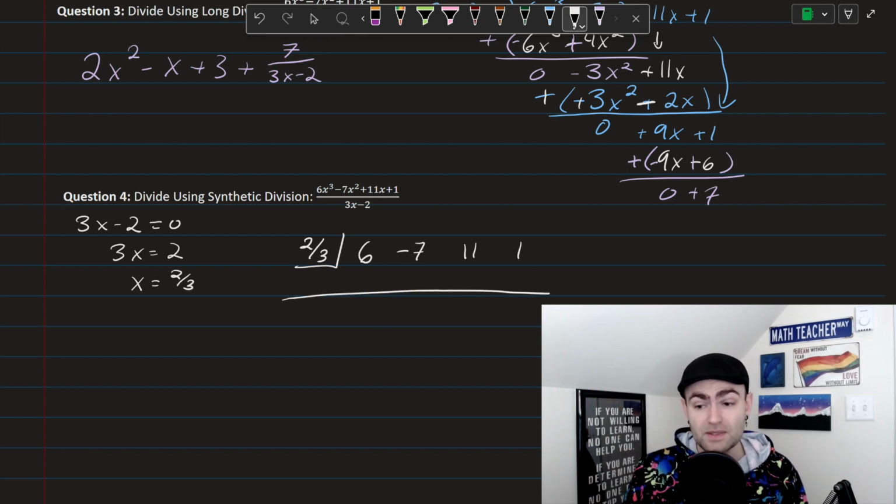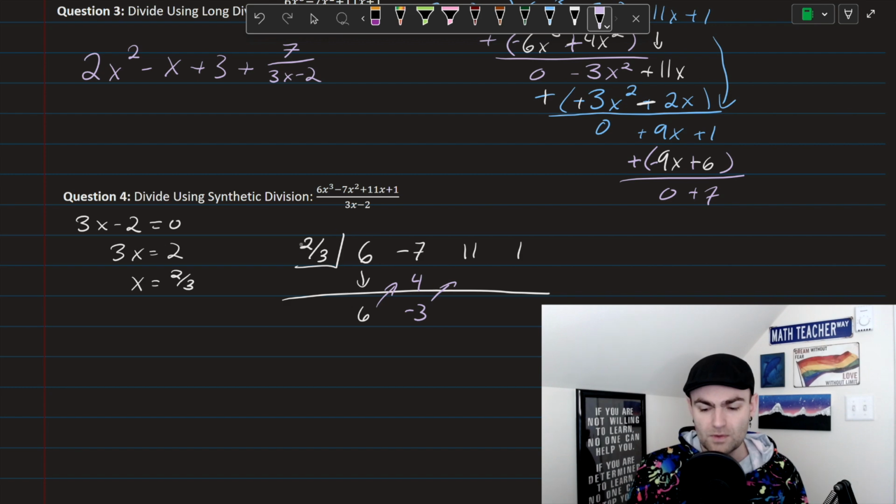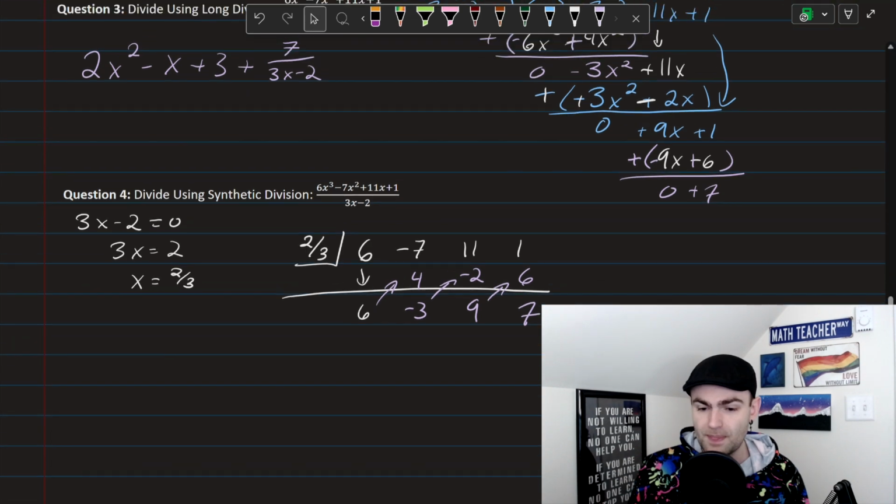We're going to go about this the same way we did before. We're going to drop the first one down so we get a 6, and then we're going to multiply it by what's in the box every time we go up and to the right. So 6 times 2/3. 6 divided by 3 is 2, times 2 is 4. -7 plus 4 is a -3. I'm going to multiply that by 2/3. -3 divided by 3 is -1, times 2 is -2. Add these together, we get a 9. Going to bring that up, so 9 divided by 3 is 3, times 2 is a 6. Add those together, we get a 7.